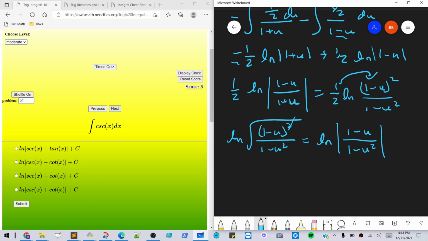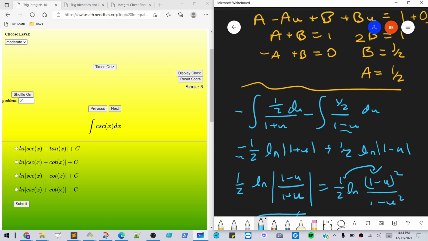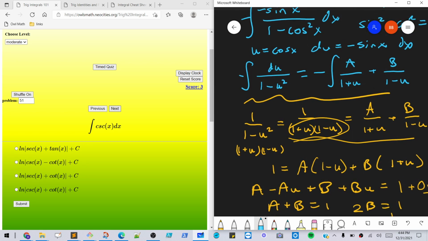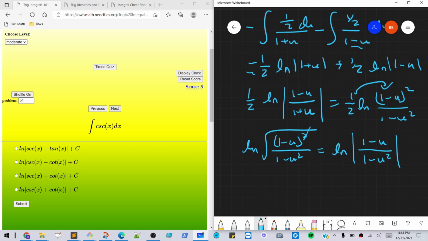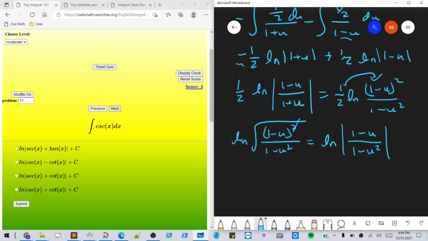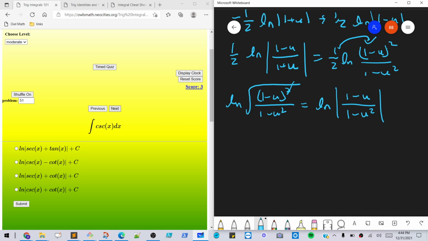And I think this is a good time to substitute back in our u. What was u again? I forgot. It's like a half hour ago. u is cosine x. Okay, makes sense. Good. So we'll rewrite this as ln of 1 minus cosine x over 1 minus cosine squared x. The pen wants to work. Okay.